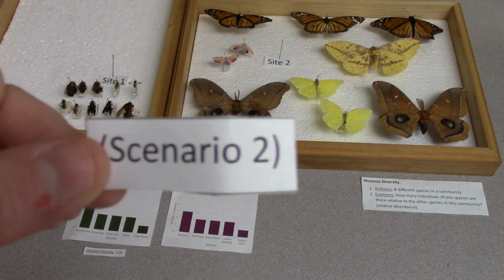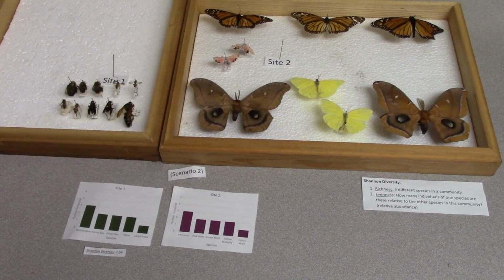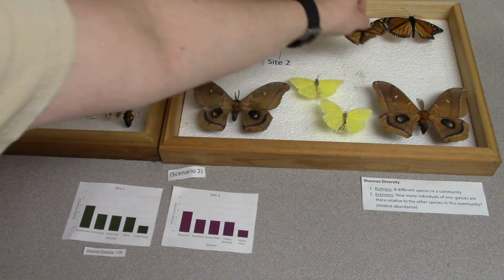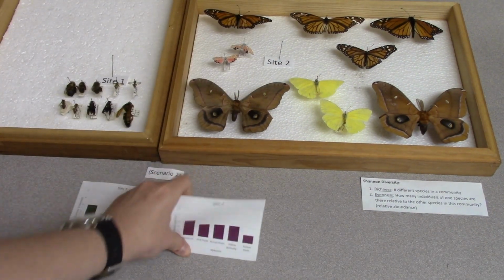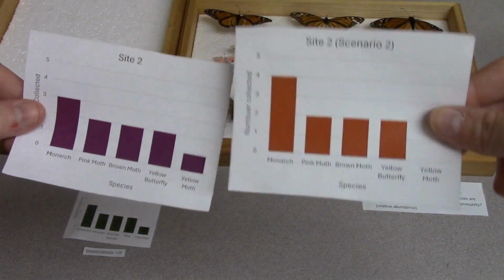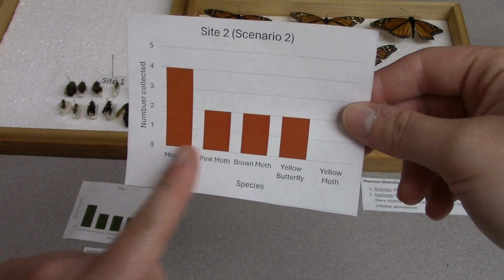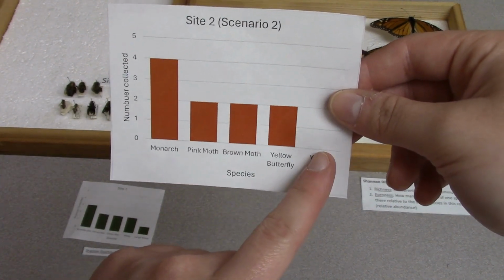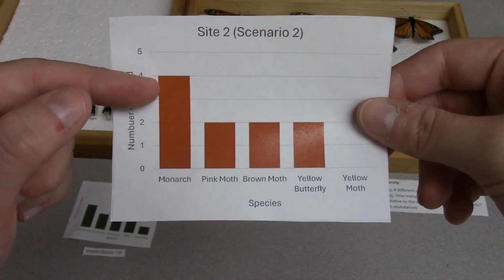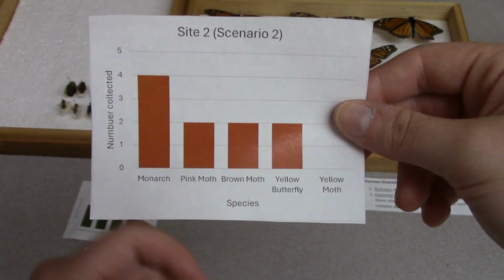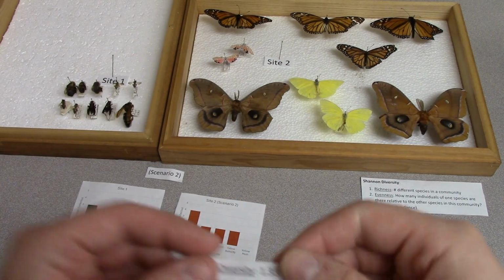Now let's imagine at site 2, instead of finding our yellow moth, we found another monarch. In this scenario, our graph changes from this to this. Our site has lower richness because now there's only 4 species instead of 5. And there's less evenness because there's now 4 monarchs compared to 2 of the rest. This also means that our Shannon diversity would decrease.